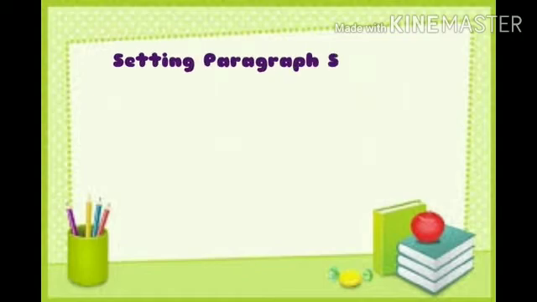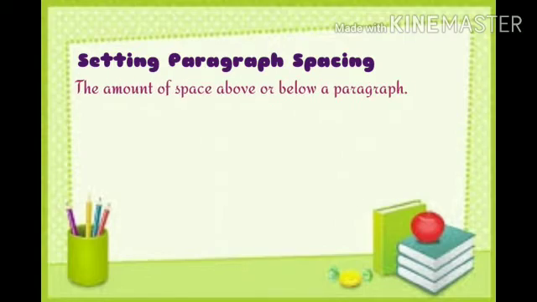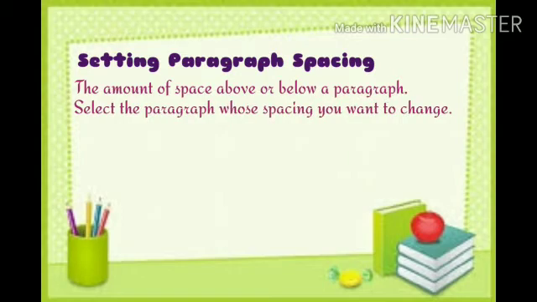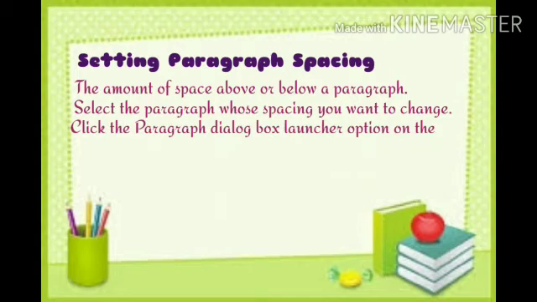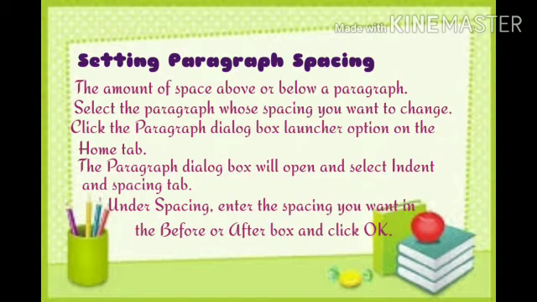Now how we are going to set a paragraph spacing? It determines the amount of space above or below a paragraph. So how we are going to do that? First we will select the paragraph whose spacing we want to change. Then we will click the paragraph dialog box launcher option on the Home tab. Paragraph dialog box will be opened. Select indent and spacing. Under spacing, enter the space you want in the before or after box and then click on OK.